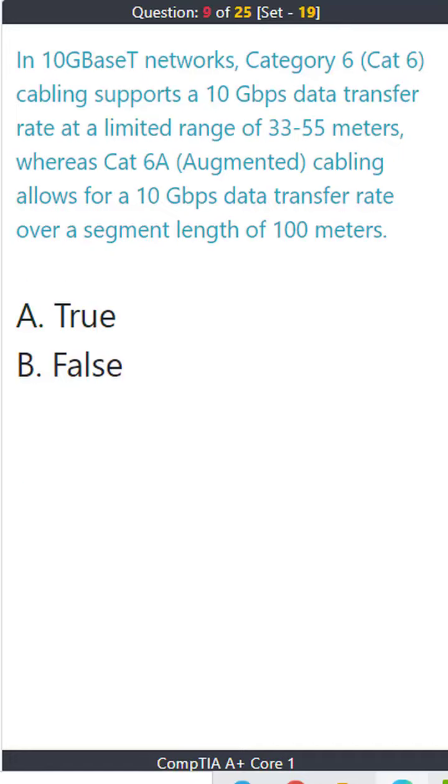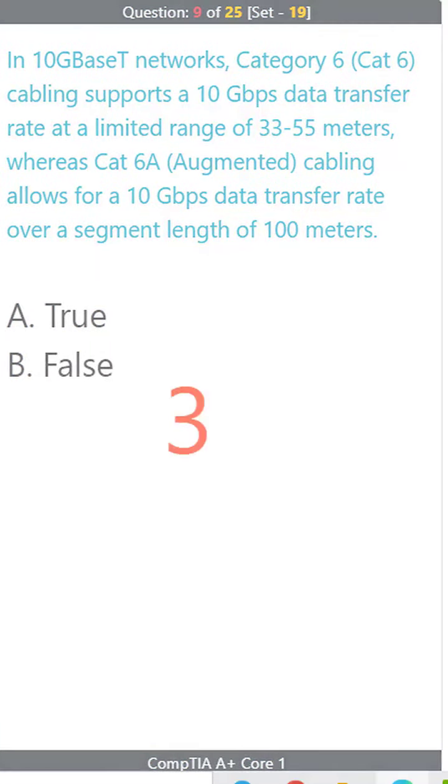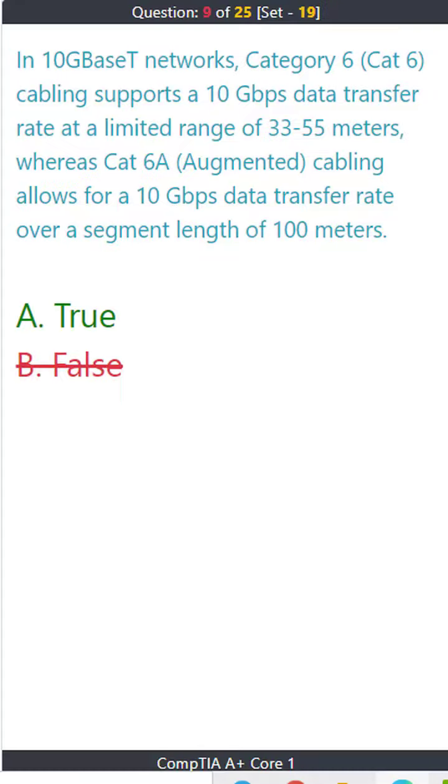Question 9. In 10 Gbps networks, Category 6, Cat6, cabling supports a 10 Gbps data transfer rate at a limited range of 33 to 55 meters, whereas Cat6a, augmented, cabling allows for a 10 Gbps data transfer rate over a segment length of 100 meters. A. True. B. False. The correct answer is A. True.